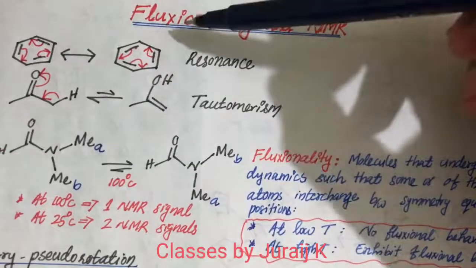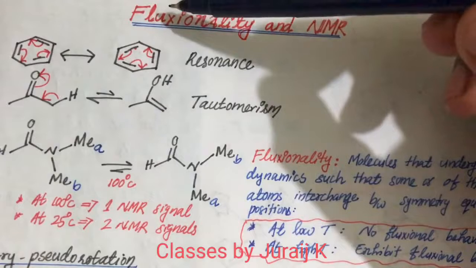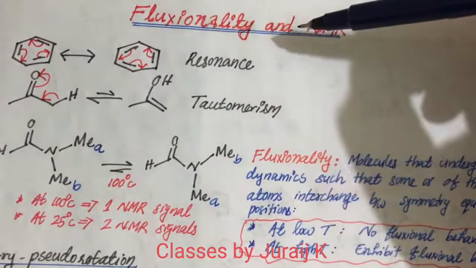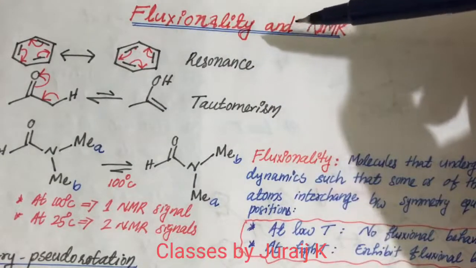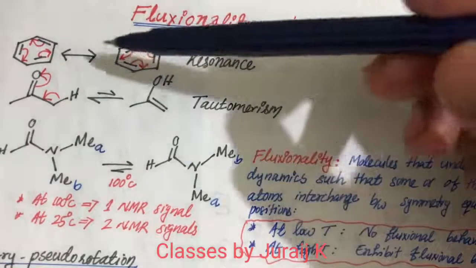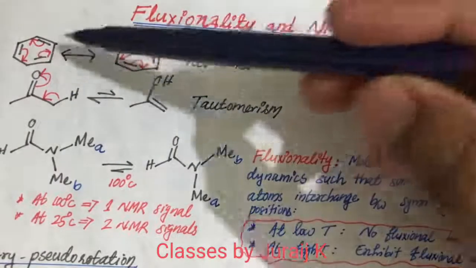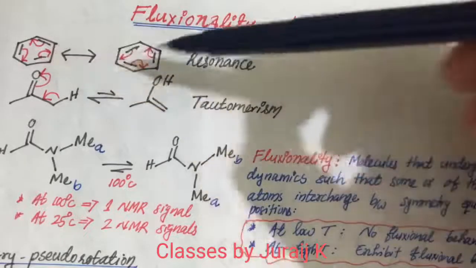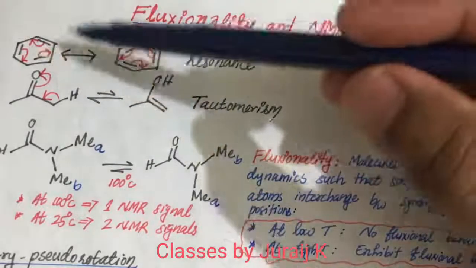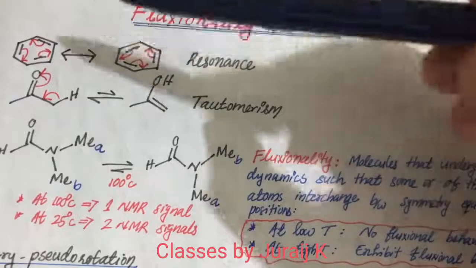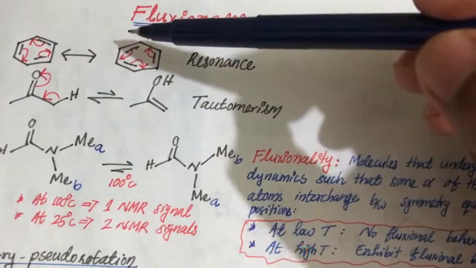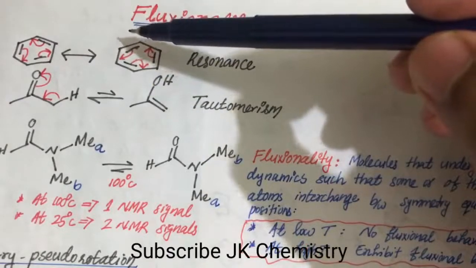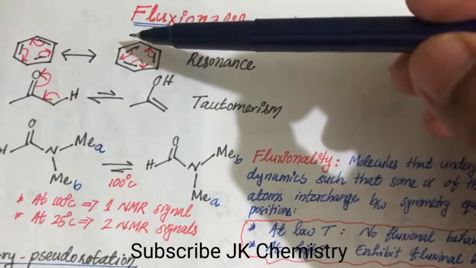Hello, today we are going to discuss a new topic, fluxionality and NMR. What is fluxionality, or what is fluxional behavior? Before that, we know that resonance is a delocalization of pi electrons. Moreover, in resonance there is no change in the relative positions of atoms or groups.